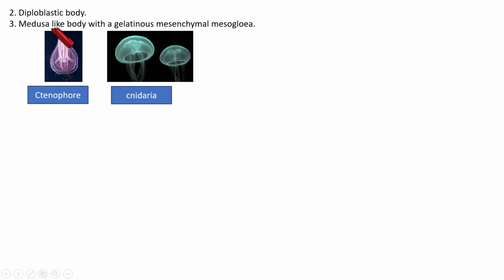Next, third point. Both have mesoglea. Mesoglea is a jelly-like substance seen between the two body layers, ectoderm and endoderm. In both ctenophores and Cnidaria, it is gelatinous mesenchymal. Mesenchymal means that the gelatinous mass contains some cellular structures that we can see in the mesoglea. So mesenchymal mesoglea is present in both Ctenophora and Cnidaria. That is another similarity. Then the fourth, absence of coelom. Both do not possess a well-defined coelom.